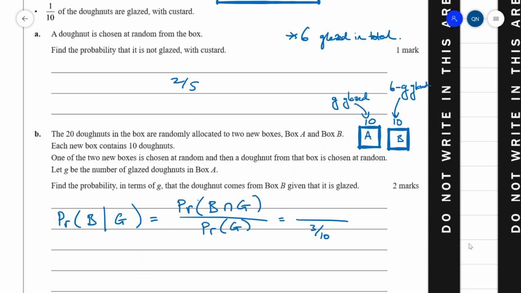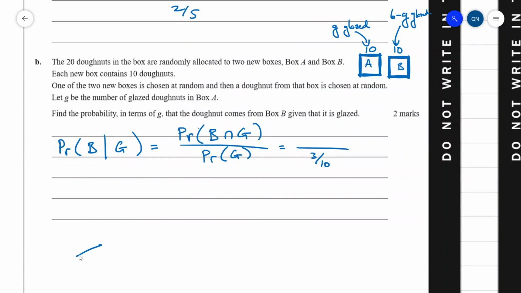So you can think of a tree diagram, because this is multi-stage. First of all, you either pick box A or box B, so it's either box A or it's box B. And this is 1/2 probability each, because this is selected at random. Then inside of box A, you have glazed or not glazed, and in box B, you have glazed or not glazed. I think a tree diagram would have been helpful if I'd thought of that earlier. So in box A, the probability of glazed is G on 10. And in box B, the probability of glazed is exactly 6 minus G on 10. So the probability of glazed is 3/10.